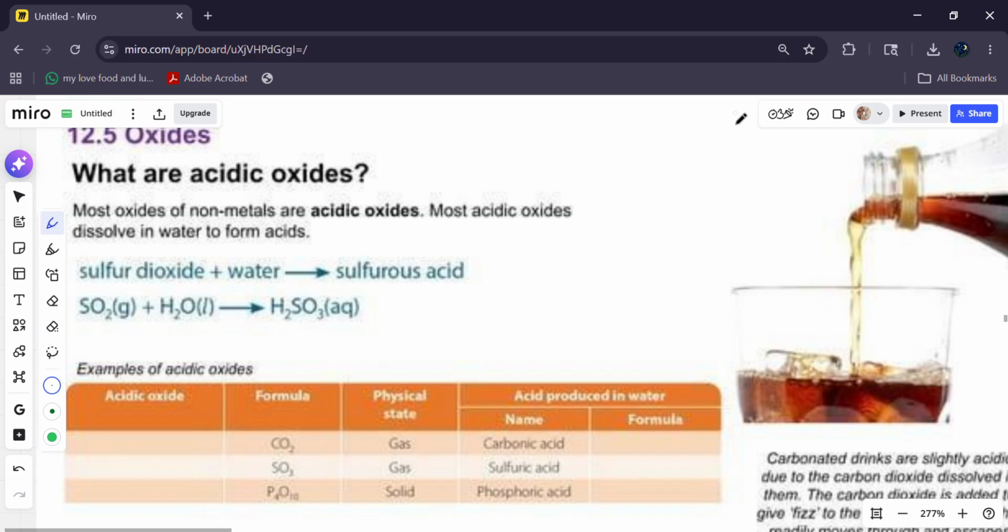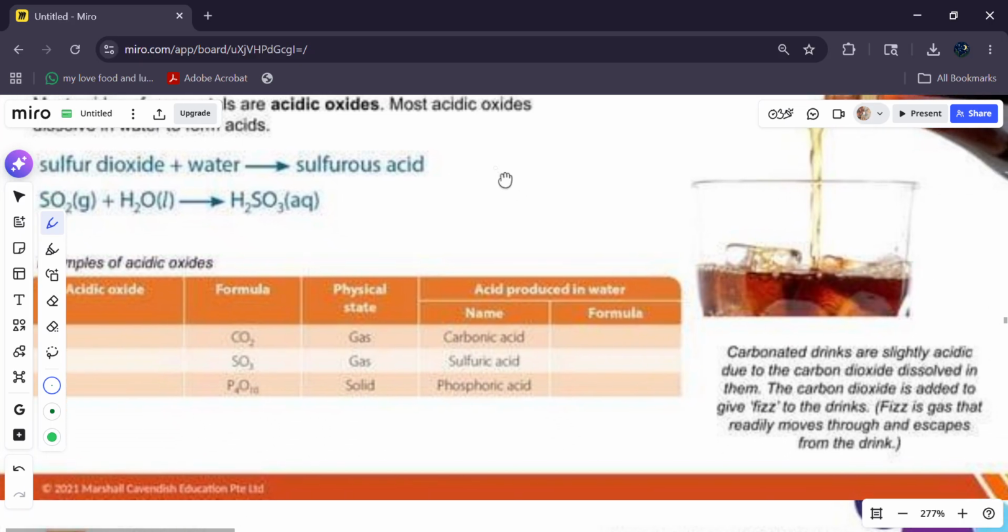Most oxides of non-metals are acidic. That means most of the oxides of non-metals are acidic. Most acidic oxides dissolve in water to form acids. One example is sulfur dioxide, which dissolves readily in water to form sulfurous acid.